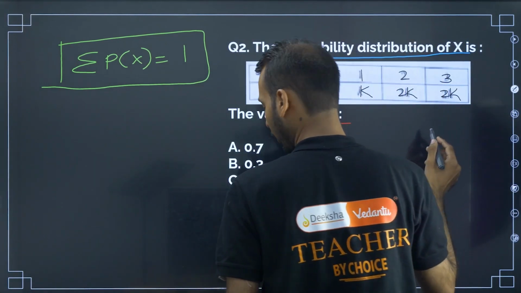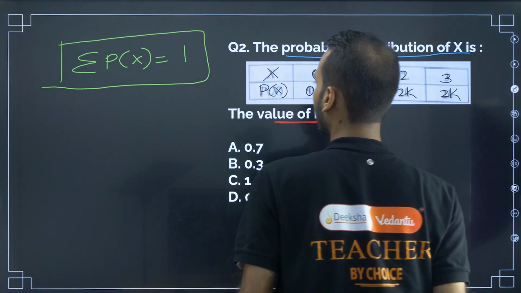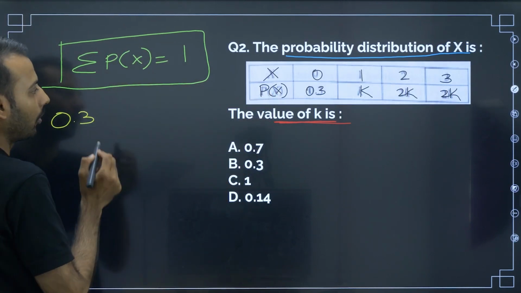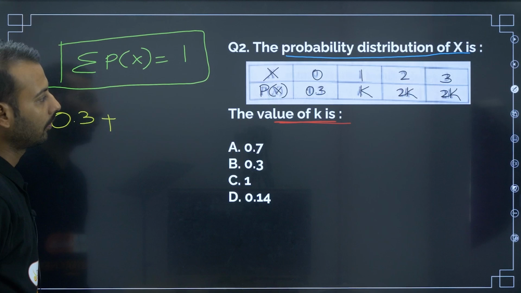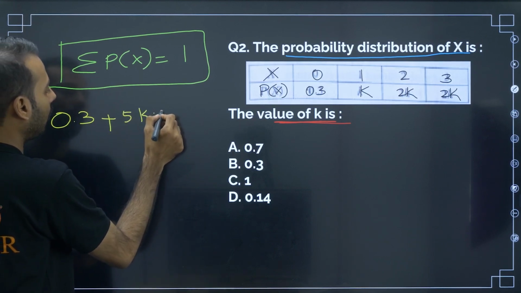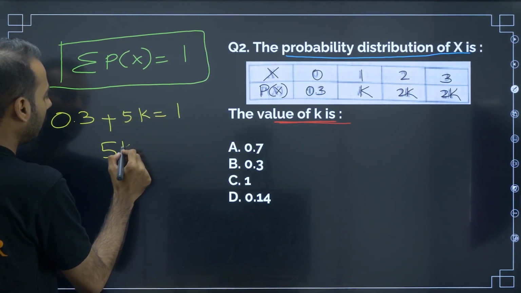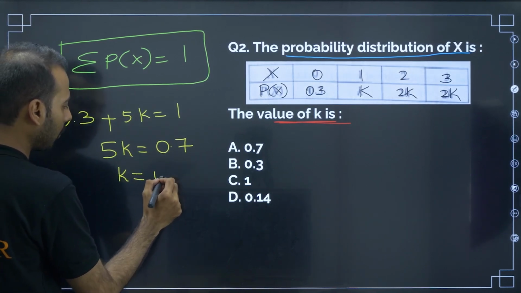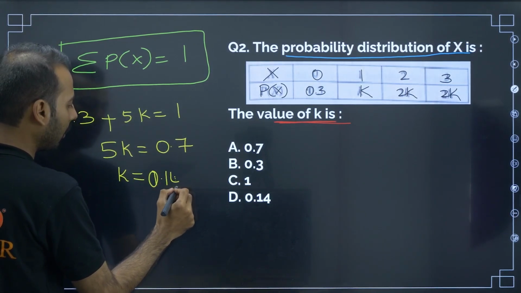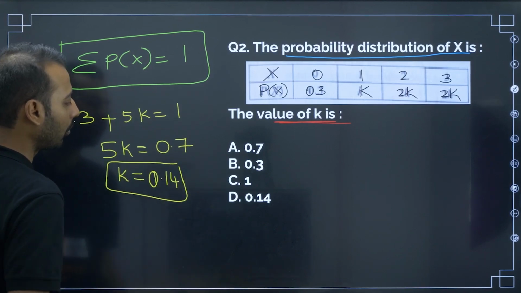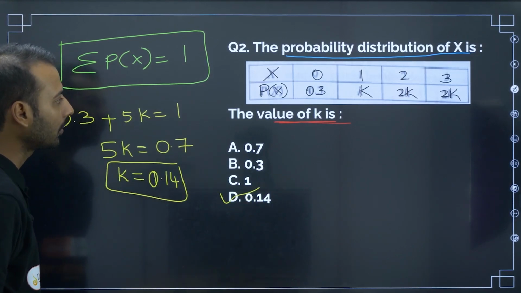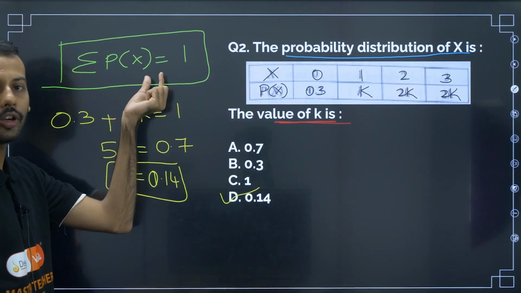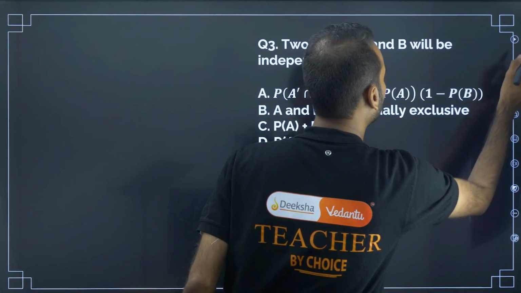Now if you know this synopsis point, then we just have to take the summation of p(x), which means 0.3 plus 4 plus 5k is equal to 1. So 5k is equal to 0.7. That means k is equal to 0.14. So the answer for this is 0.14. This was an easy question. Only if you know this point, you are able to solve this. Moving on to the next question.